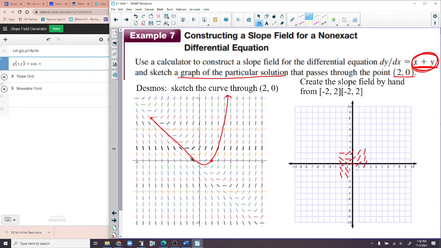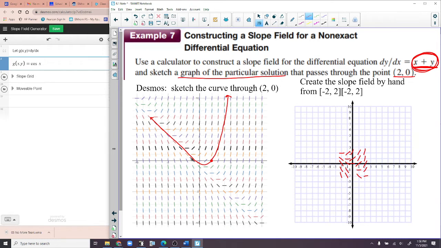(1, -1) is 0. (1, -2) is -1. (2, -1) is 1. And (2, -2) is also 0. There we go. That's what I would expect to see on your test roughly. The horizontals should be good. The verticals should be good. The 1 and -1 slopes should be decent. Then it gets a little sketchy after that, obviously.